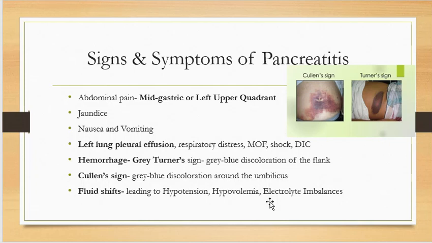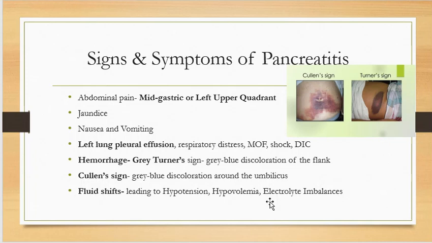And why do you think that is? Well, that's because of the anatomical location right there. And as I mentioned before, we're increasing our permeability. And so they can have fluid shifts, and they can end up with respiratory distress. And so left lung pleural effusions is one of the common signs and symptoms of pancreatitis.